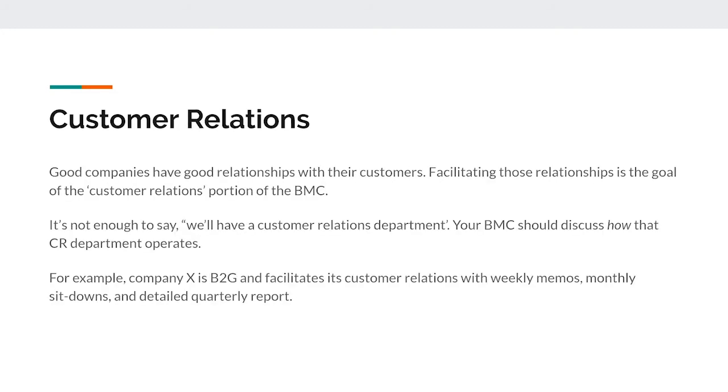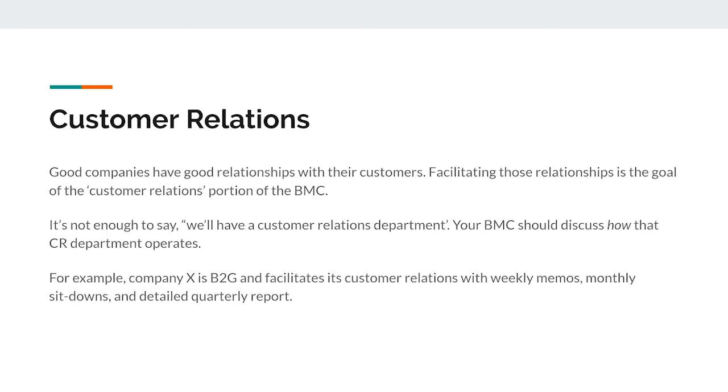Customer relations. So every good company has good relations with their customers. An example of a bad company, by this definition, would be like Comcast. I have never met a single person who has liked their interactions with Comcast's customer service, cable companies in general. So facilitating those relations is the goal of your customer relations portion of the BMC, the business model canvas.